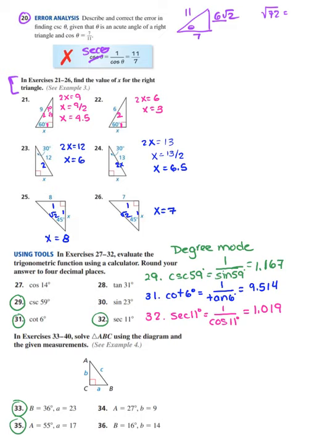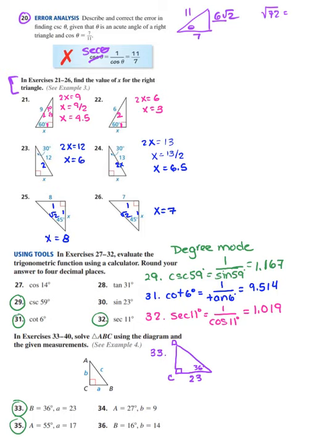Now we have a diagram, and they want us to solve. For this first one, 33, I am going to draw the triangle again and label what we have. So B is 36 degrees, and A, which is down here, is 23. And they want us to solve for everything else. Oh, I see. Well, we already know that that's 90, right? So we got that one.